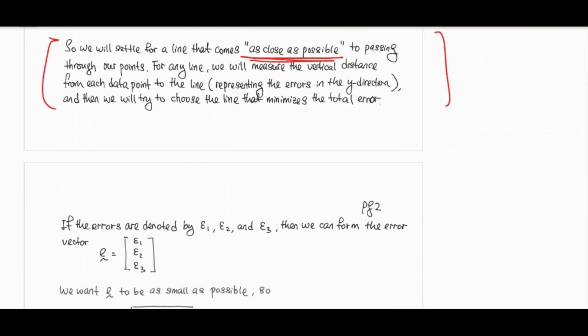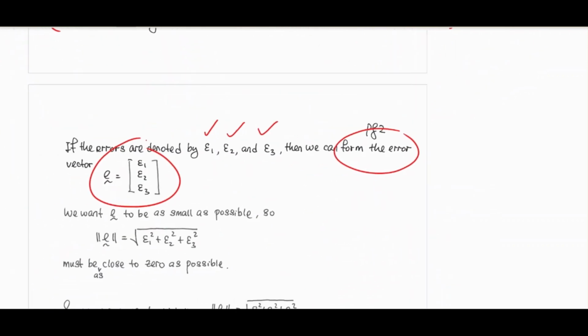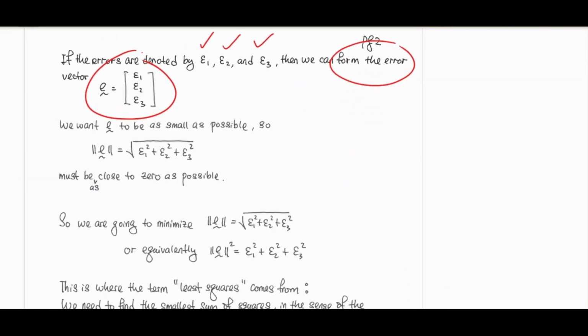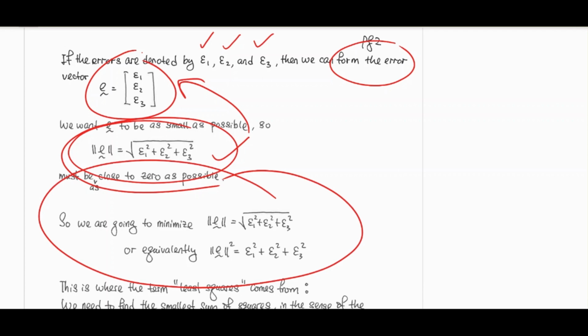So we can denote all these vertical distances by epsilon 1, epsilon 2, and epsilon 3, and we can form the error vector. We collect all these vertical distances, our epsilon 1, epsilon 2, and epsilon 3. We want this error to be as small as possible in this sense, so we put all of these in a column vector. The length of that column vector is given by this. And when we say we want to find a best fit line, we want to minimize this particular error right here.